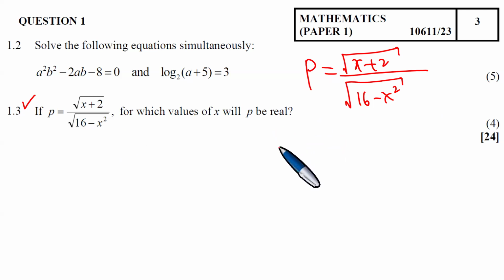So now at this point, try this one, please, for 4 marks. Let me know when you're done. I'm giving you like 2 minutes. Pehalelo and Nombuso, please try 1.3. For which values of x will P be real? Okay, try it.